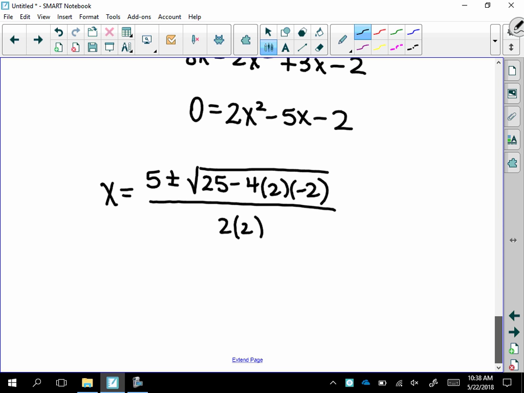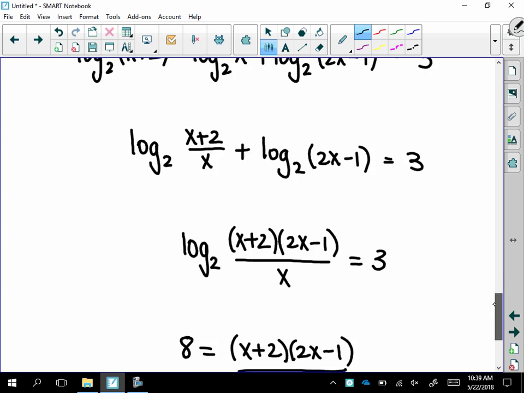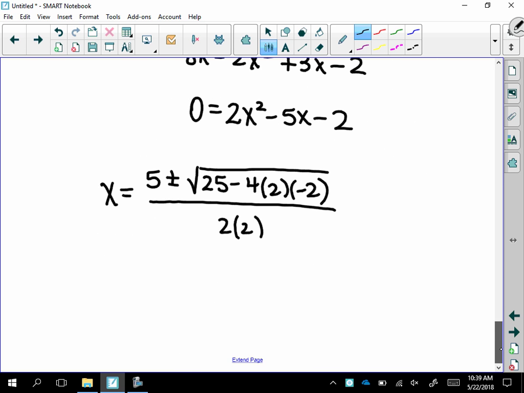And you need to check both the positive and the negative to see if either of them are extraneous. I suspect that the negative one, when you do 5 minus the square root divided by 4, turns out to be an extraneous solution.